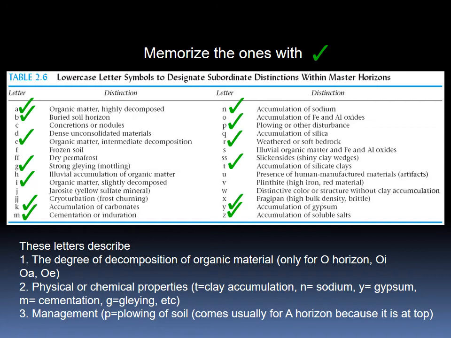For example, if you look at T, T in the table means accumulation of clay. If you look at N, it's accumulation of sodium. If you look at Y, it's accumulation of gypsum. If you look at Z, it's accumulation of salt. So all of these describe the chemical composition of that particular horizon. Now T and Y and Z can come with any horizon.